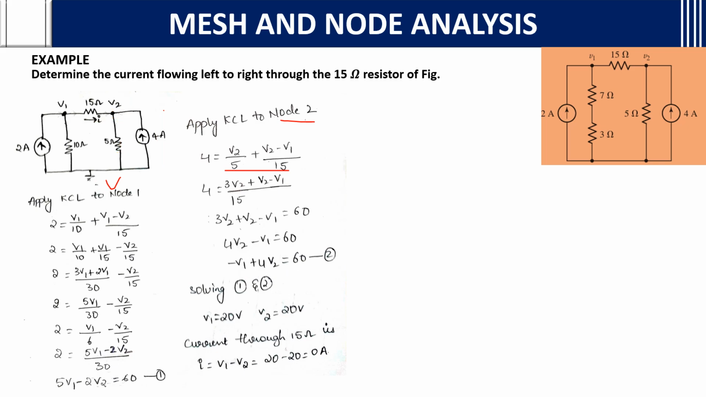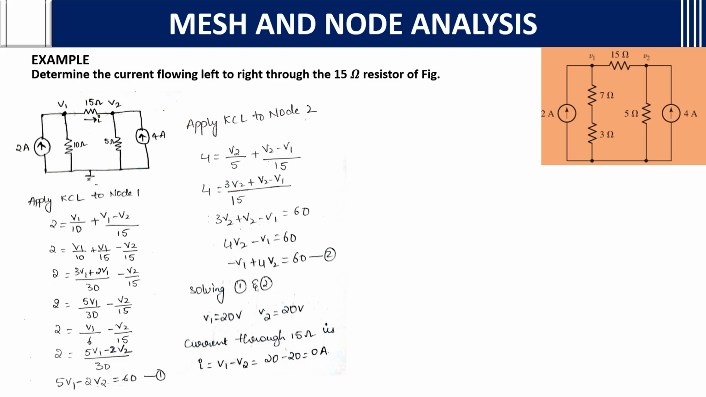After this, for these two equations, we use a calculator for finding V1 and V2. V1 is 20 volts, V2 is 20 volts, or you can use the elimination method. The current through the 15 ohm is V1 minus V2 by 15 ohm, that is V by R, but 20 minus 20 is 0 amperes. So it is 0 amperes, since 0 by 15 is 0 amperes.